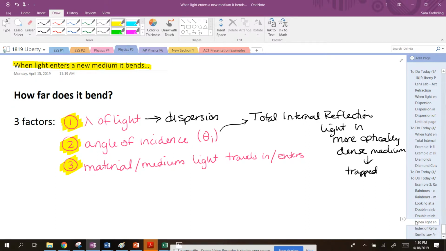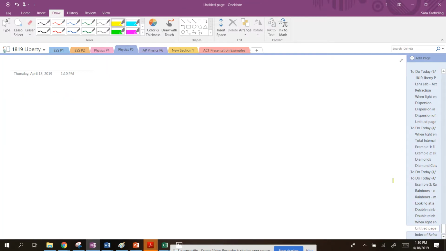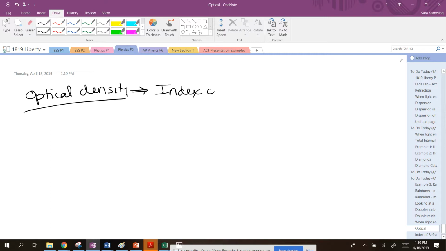Okay. So I'm going to click ahead here. Actually, I'm going to make myself a new page and say, we've been using the term optical density a whole lot, but we haven't really talked about how it's quantified. That's what we're going to talk about right now. So optical density is quantified by what we call the index of refraction. The index of refraction is marked with the letter n. It's a little n.